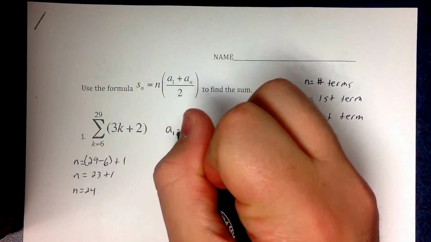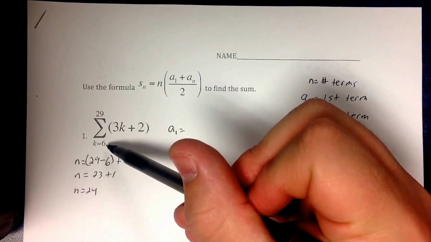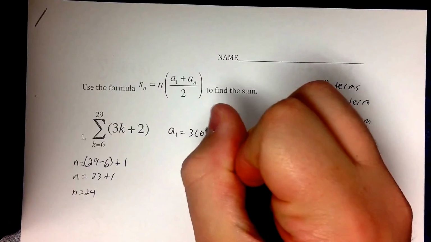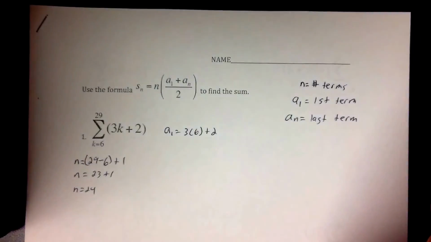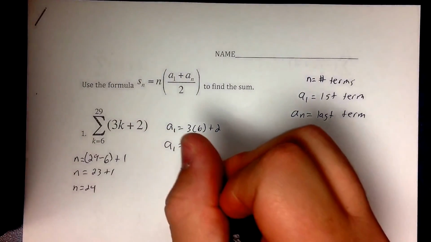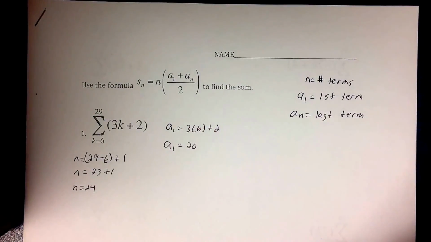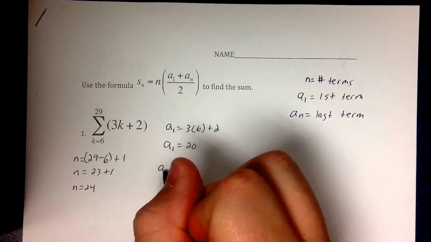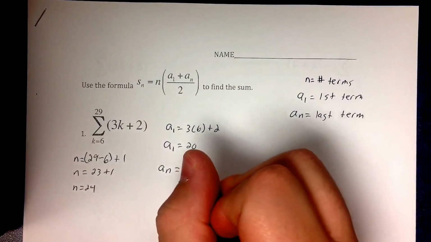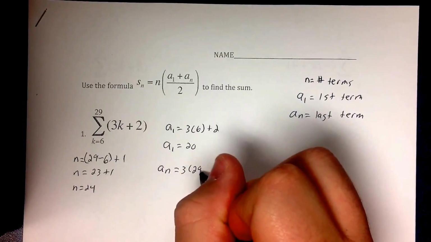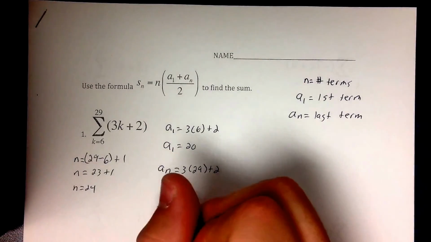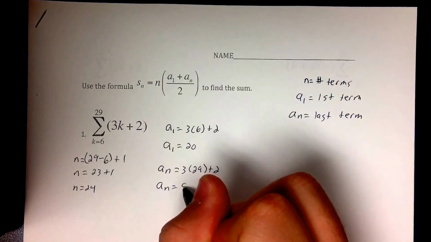Now we get the first term by plugging in the starting value of k, which is 6, for k. So we'd have 3 times 6 plus 2. So 3 times 6 is 18, plus 2 is 20. To find the last term, we plug in the last value of k, which is the top number, which is 29. So 3 times 29 plus 2. Well, 3 times 29 is 87. 87 plus 2 is 89.